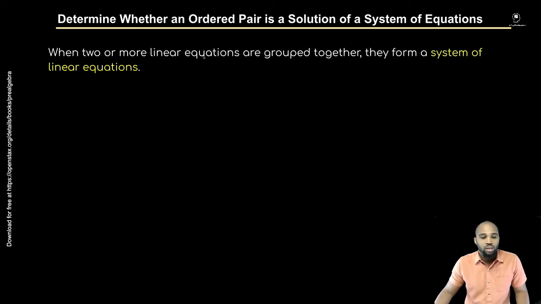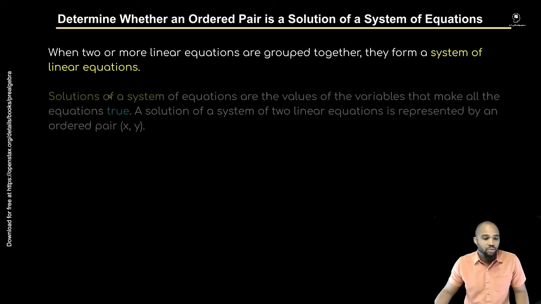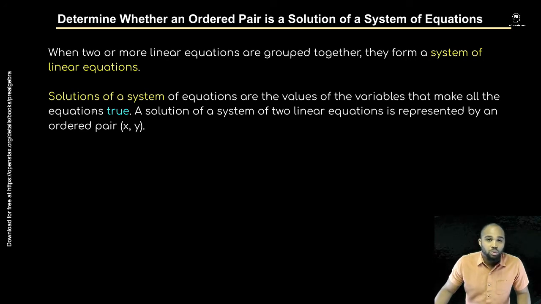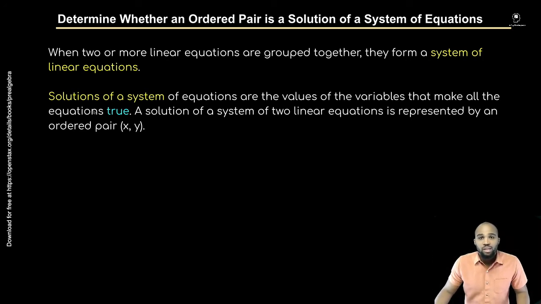When 2 or more linear equations are grouped together, they form a system of linear equations. Solutions of a system of equations are the values of the variables that make all the equations true. So if you can plug a point into that system and both equations are true for that particular point or ordered pair, however you want to call it, that's the solution. That's what we call a solution to a system.